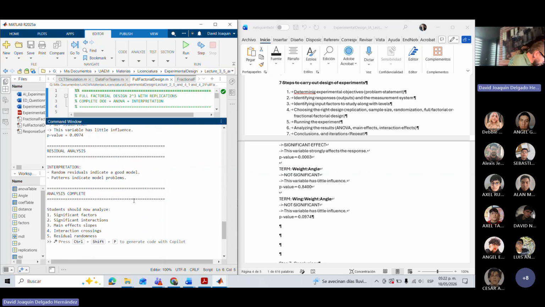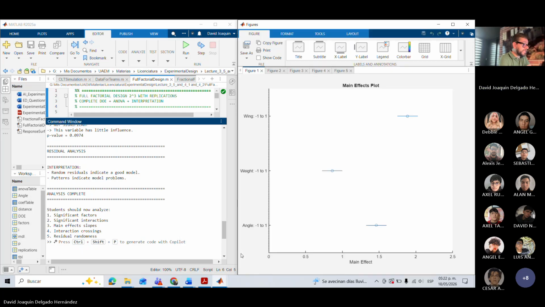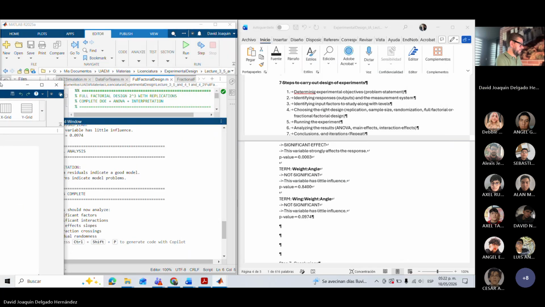Residual analysis. Well, random residuals indicate a good model and patterns indicate model problems. Let us now look at some of the graphs, okay? So this routine generated these 5 figures.